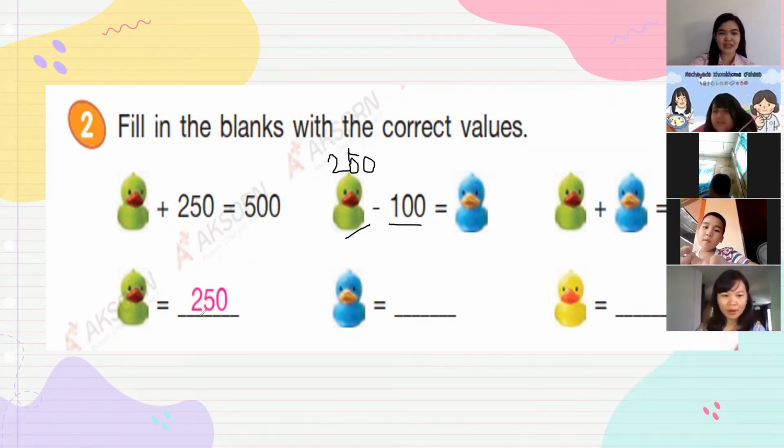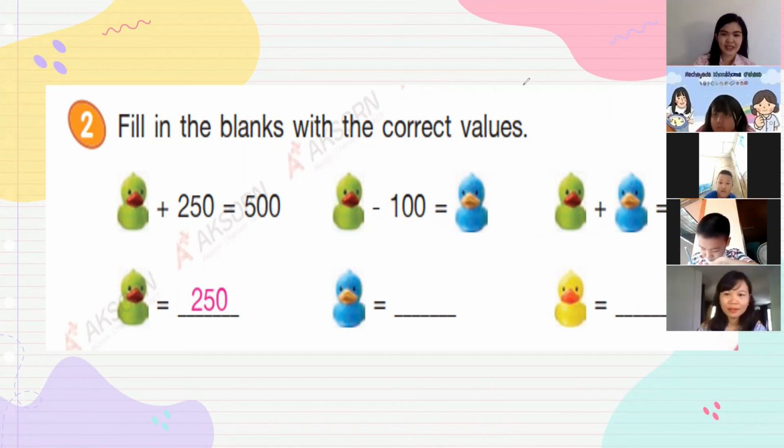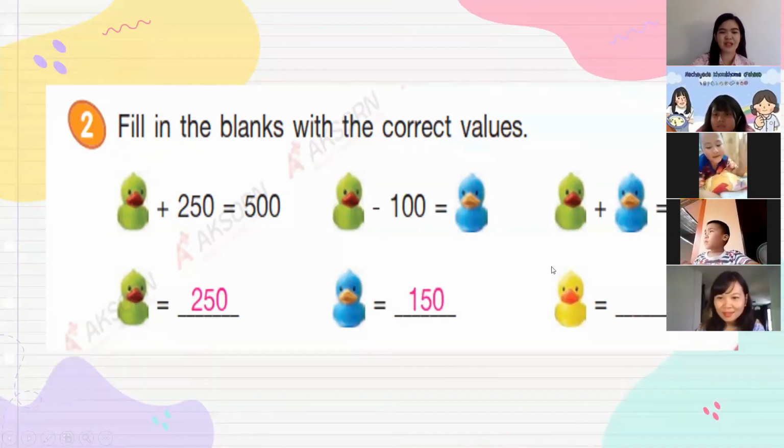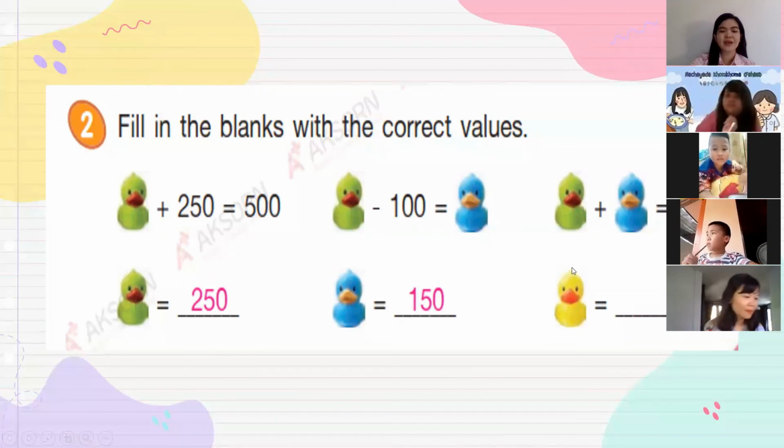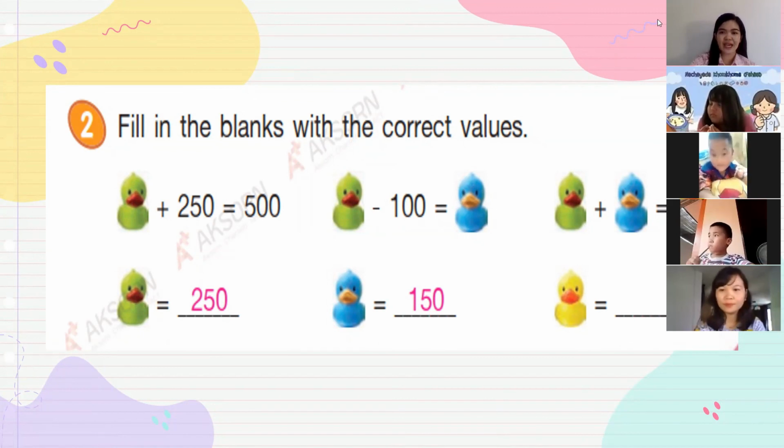150 minus 100? How many? 50. Very good. So, if the green dot is 250 and the blue dot is 150, you're going to add them all together.